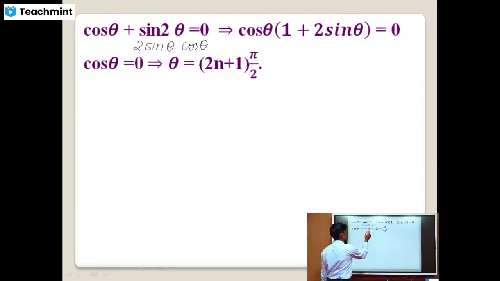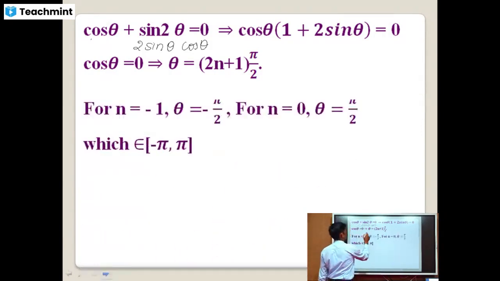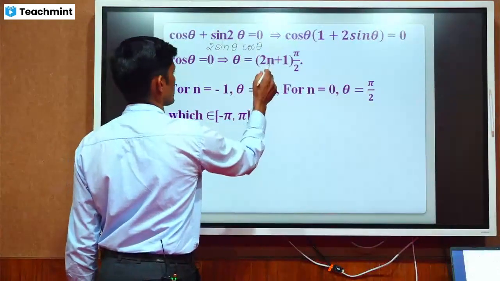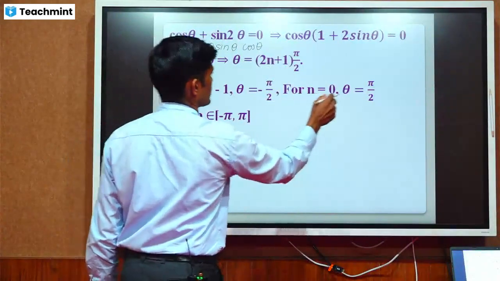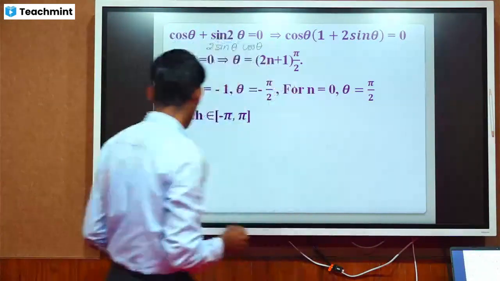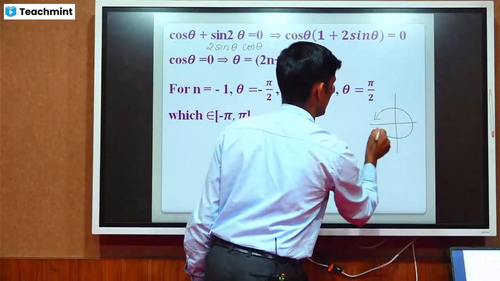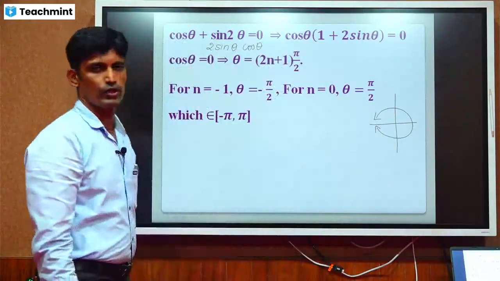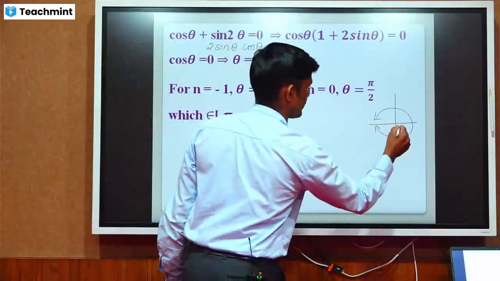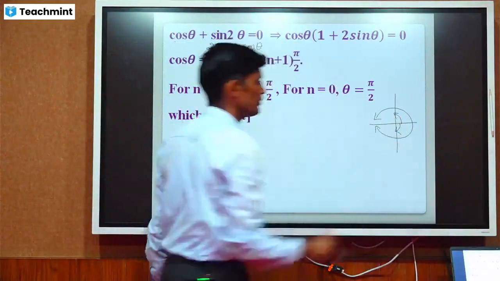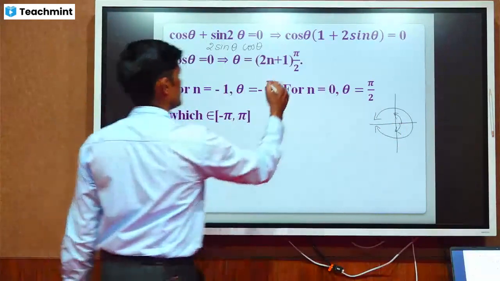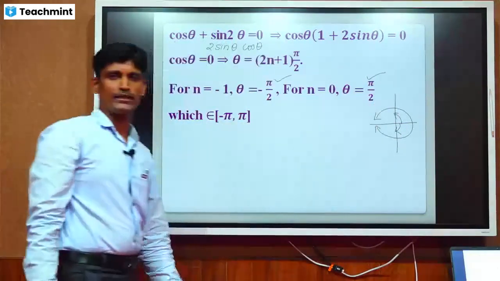Cos theta equal to 0 means theta is equal to 2n plus 1 into pi by 2, odd multiple of pi by 2. For n equal to minus 1, theta is equal to minus pi by 2, and for n equal to 0, theta equal to pi by 2. Because in the interval minus pi to plus pi we want the roots in this interval, cos theta equal to 0 is possible when theta is equal to minus pi by 2 or plus pi by 2. These are the two roots in the interval minus pi to plus pi.